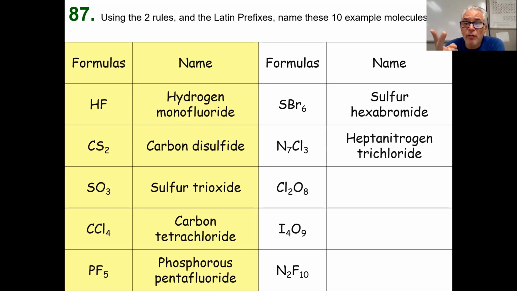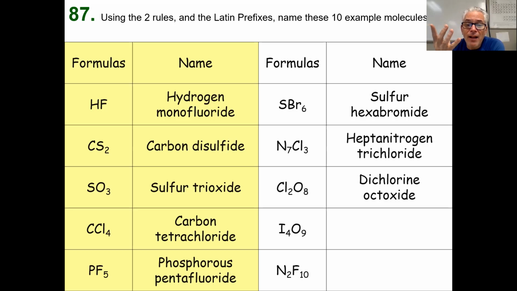This next one, we got another prefix in the front name. We have 2 chlorines. We don't change chlorine. It's a first name. We never change to IDE unless it's the second name. So this is going to be dichlorine octoxygen, or I'm sorry, dichlorine oxide, 8 oxygens. Octoxide. It's a tricky one too.